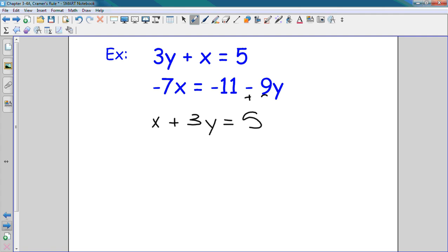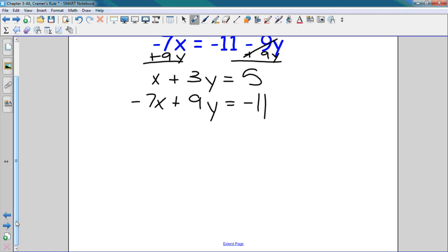I have to add 9y to both sides. I'm going to cancel here, and I'm left with negative 7x plus 9y equals negative 11. I just moved my 9y to the other side by adding 9y to both sides. Now it's in the right form. I have my x's on the left, y's in the middle, constant on the end.